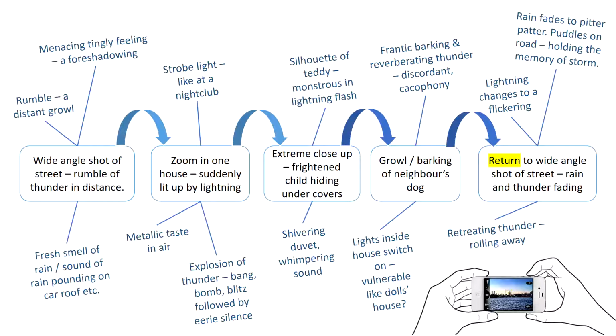And then in my final paragraph, where I'm returning to the wide angle, in my plan I've started thinking about the retreating thunder rolling away. I'm going to talk about the lightning changing to a flickering, so I could compare that to a light where the electricity's not working quite properly and the light's flashing on and off perhaps, or a battery going out on something. And then the rain fading to a pitter-patter, so some nice alliteration and onomatopoeia there.